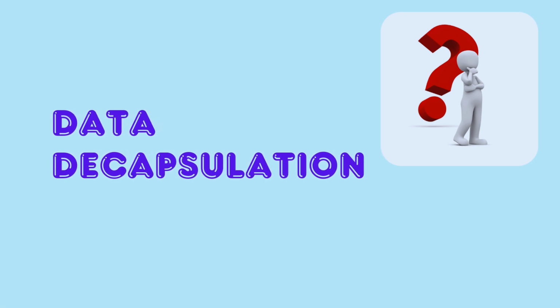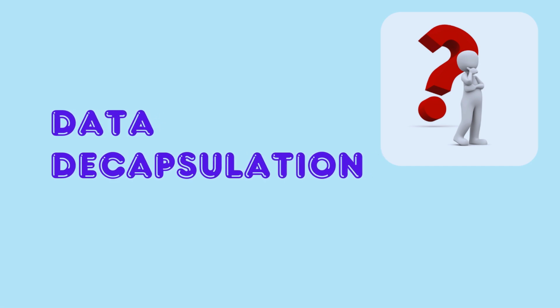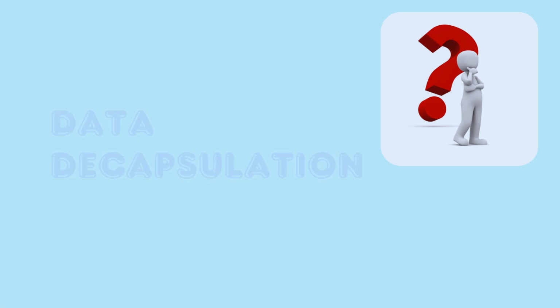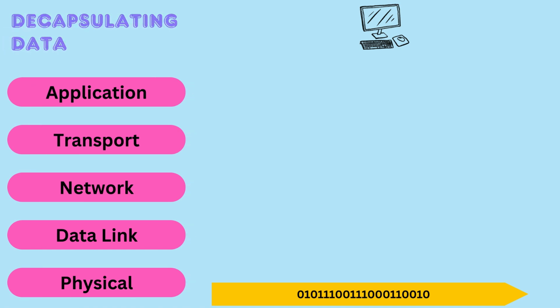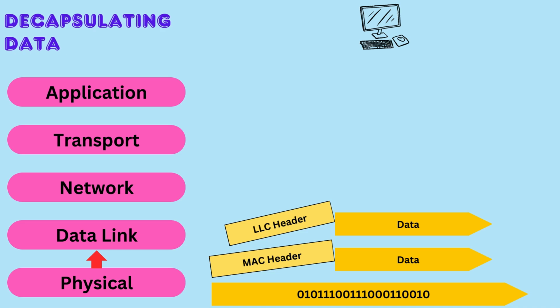When the data arrives at the client, a process known as decapsulation takes place. Decapsulation is the reverse of encapsulation, where the headers added by each protocol layer during transmission are removed as the data moves up through the network stack. Now, let's discuss what decapsulation involves. The client system will remove the Ethernet header and physical layer. Here, the MAC, Media Access Control, header is removed.